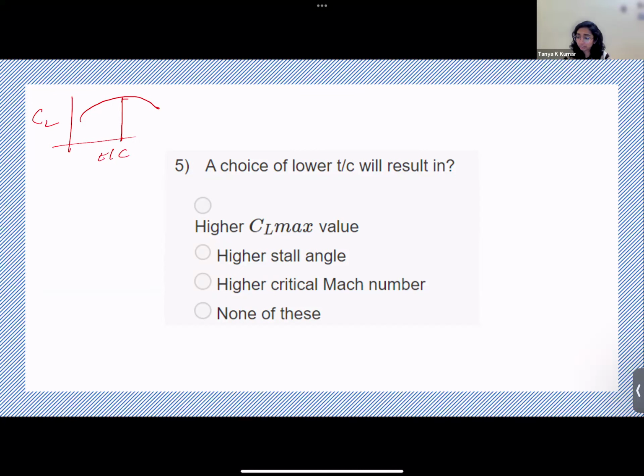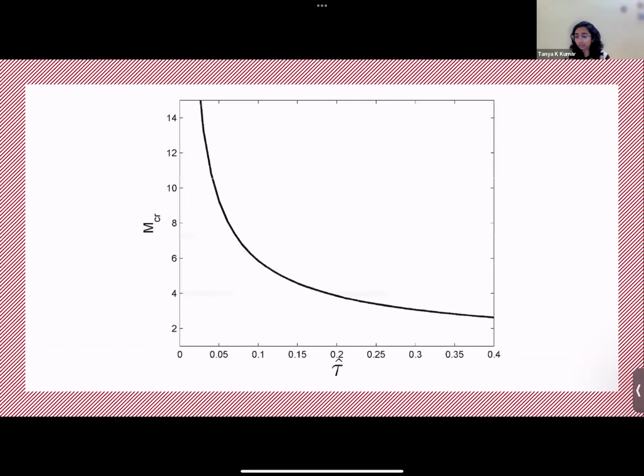The definitive answer is what he said, critical Mach number. So M critical versus thickness to chord ratio, it's something like this. If you reduce the thickness to chord ratio, you get a higher critical Mach number. This is the right answer. This is the actual graph of critical Mach number versus thickness to chord ratio. This is how it varies. If you reduce thickness to chord ratio, you get a higher critical Mach number.